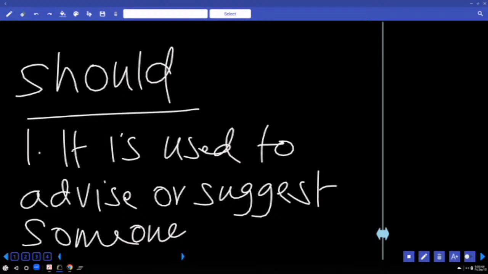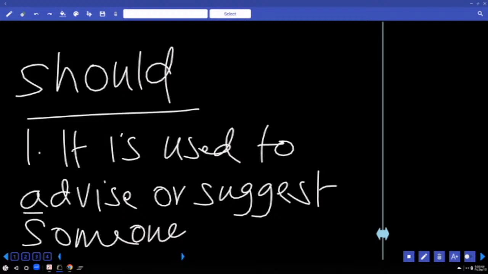Someone wants to buy a particular book. You want to suggest. What will you say? You should buy that book. Have you got the first function of should? Either advise or suggest. Students ask me, sir, what is the difference between advise and suggest?